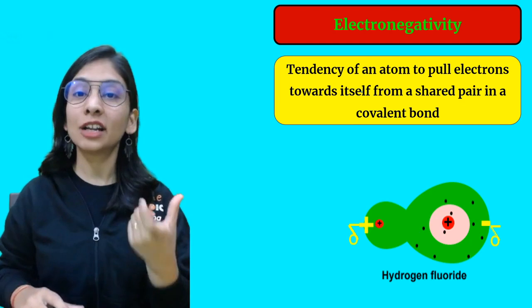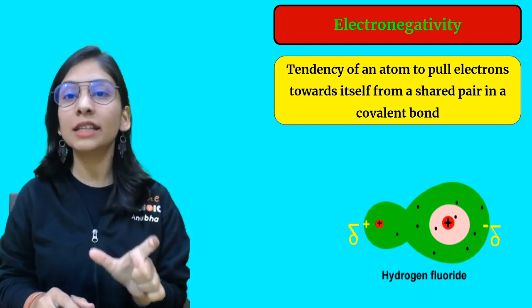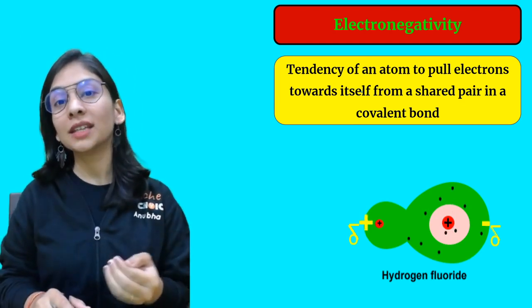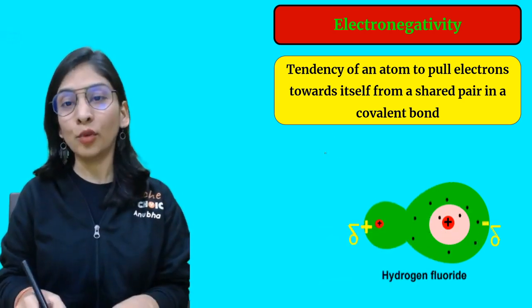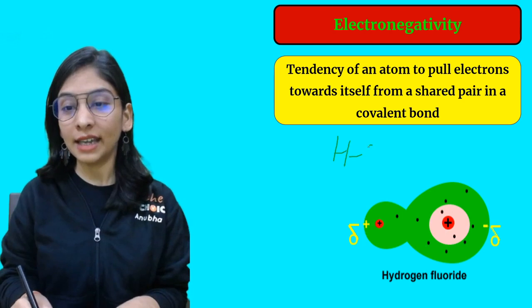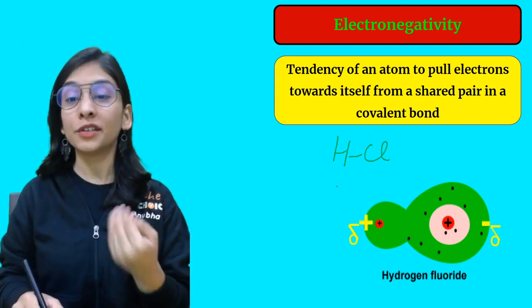The last topic is electron affinity. That was a property of a single atom. Electronegativity, on the other hand, is a property of a molecule, a covalent molecule, just like HCl or HF, hydrogen fluoride.